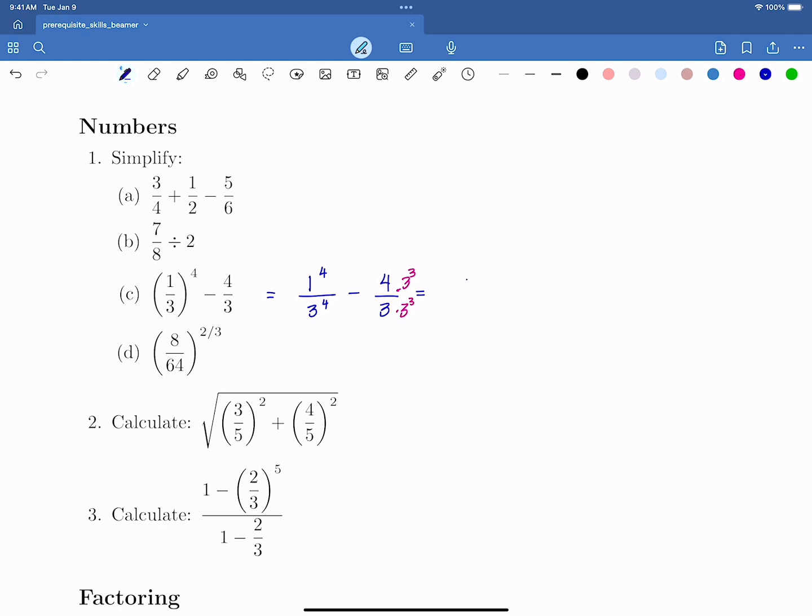Then I'm going to have 1 to the power 4, which is 1, over 3 to the power 4, which is 81, minus 4 times 3 cubed. So that's 4 times 27, over, now 3 to the power 4 is also 81. We have this common denominator of 81, so now we have to simplify the numerator. 4 times 27. Well, 2 times 27 is 54, and if I multiply that by 2 again, I get 108. So this is going to be negative 107 over 81.